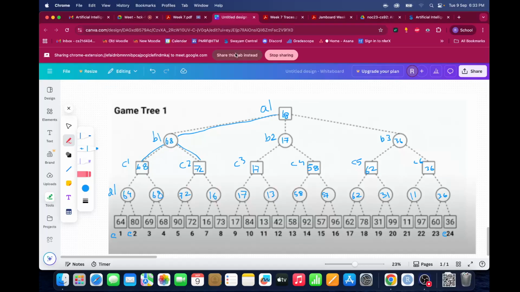Sorry, your screen is not sharing, sir, for us. Sorry, is it visible now? Yes, sir. Okay, thanks for pointing that out.